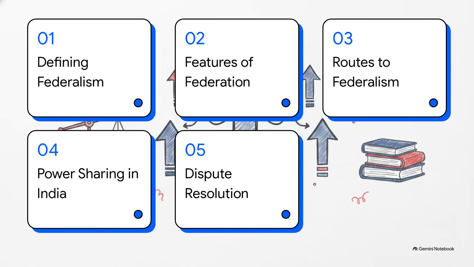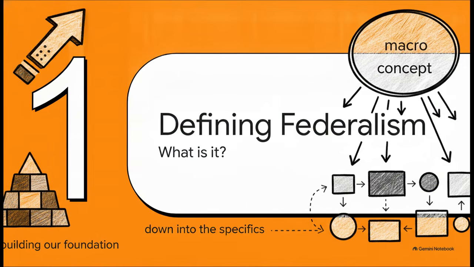So, here's our roadmap for today. We'll start by defining what federalism actually is, then look at the core features of a federation. After that, the two routes to federalism, followed by power sharing in India, and finally, the umpire, dispute resolution. Let's get to it. Starting with Section 1, Defining Federalism.